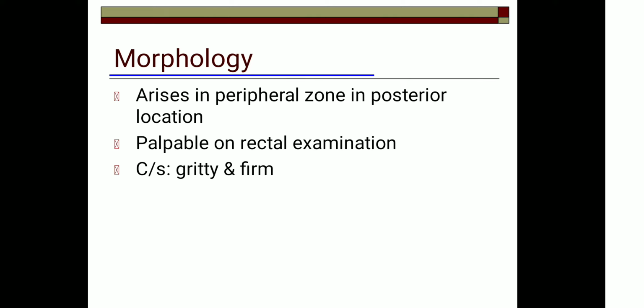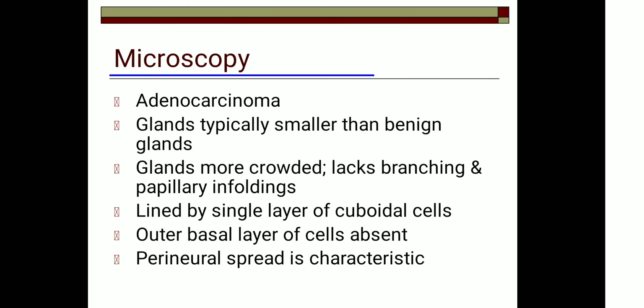Now, morphologically, it arises in the peripheral zone, I told you in the first slide itself, peripheral zone, and that is usually palpable per rectally. So if they do a PR examination, they can get a hard prostate. And microscopically, because prostate is a glandular organ, it is adenocarcinoma, that is the histological type you see. Another important factor that you should remember is there is a particular scoring system, and that scoring system is known as the Gleason scoring system. So what is this Gleason scoring system?